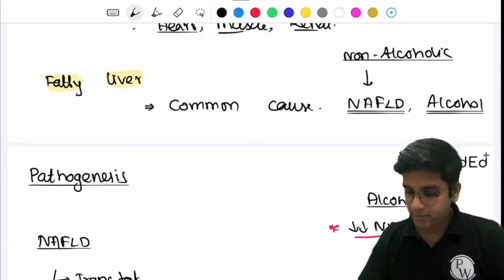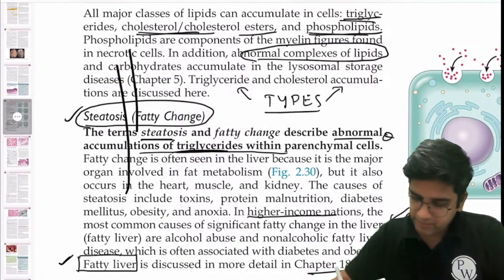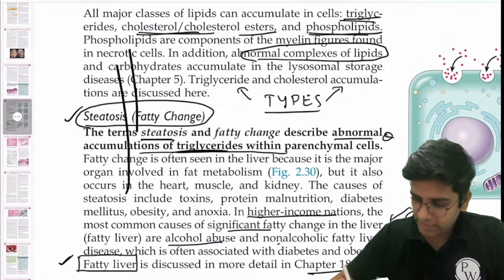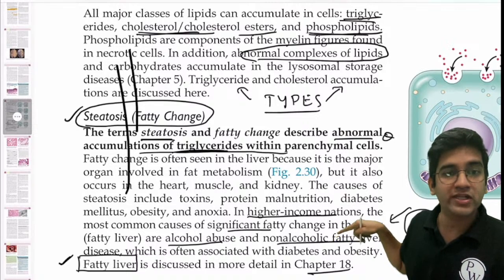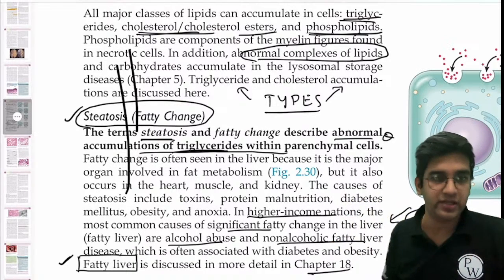If you look at Robbins, I'll just show you what Robbins exactly writes. It will be written that in higher income nations, the most common significant fatty change is going to be alcohol abuse and non-alcoholic fatty liver disease. But for me, non-alcoholic fatty liver accumulation is a bigger problem than alcohol. I'll give you a brief scenario about it.